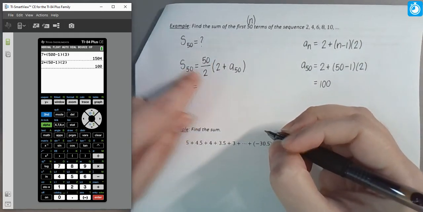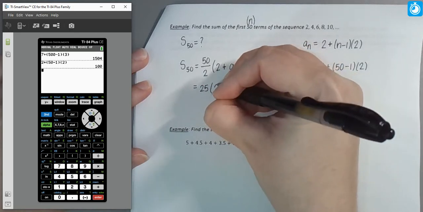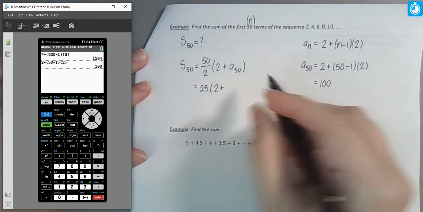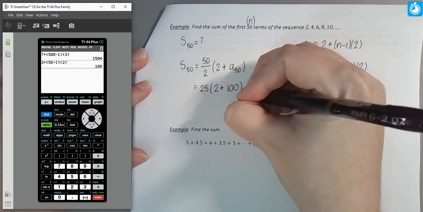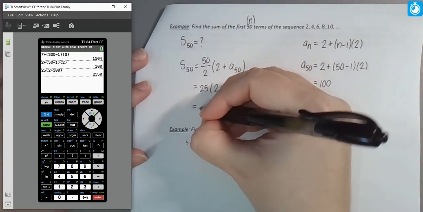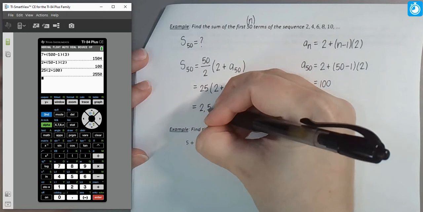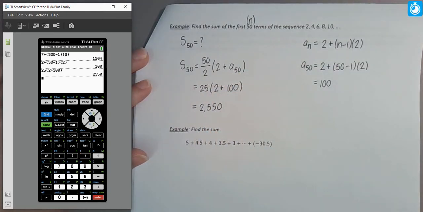So we can go ahead and simplify the 50 over 2. That's going to be 25. And then we have the first term plus the 50th term, which is 100. And so if we simplify all of that down, that's going to be 25 times 2 plus 100, and that comes out to 2,550. So what does this represent?